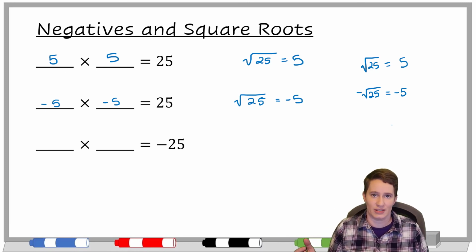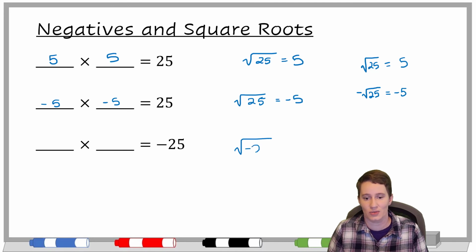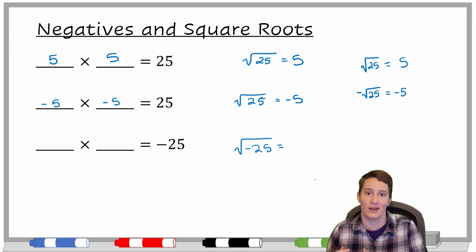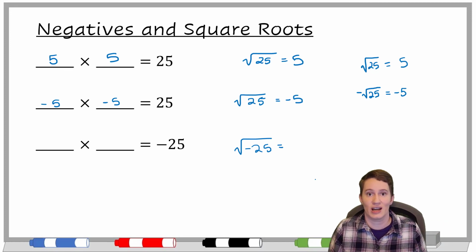The other thing I want to talk about, though, is what about if we're getting a negative 25? Can I square root negative 25 and get an answer? What times what gives me negative 25 where it's the same thing both times? Okay, I can't actually answer both of those questions. I can answer one or the other, but not both with a situation.